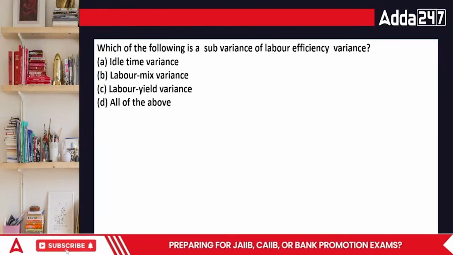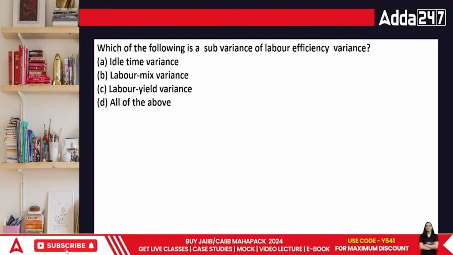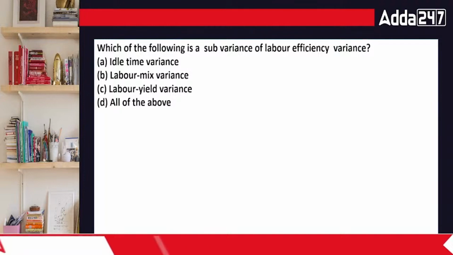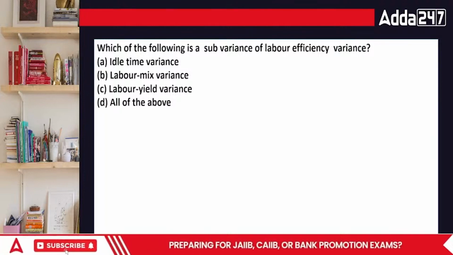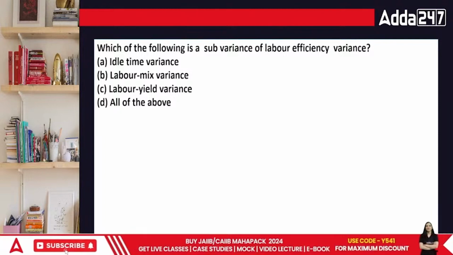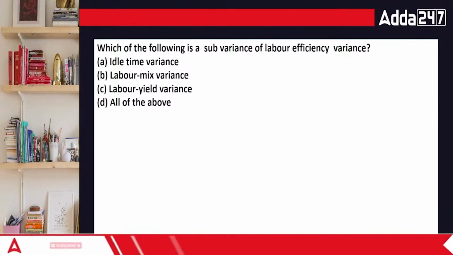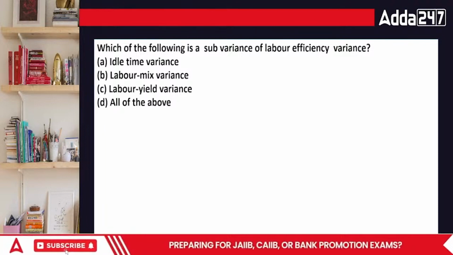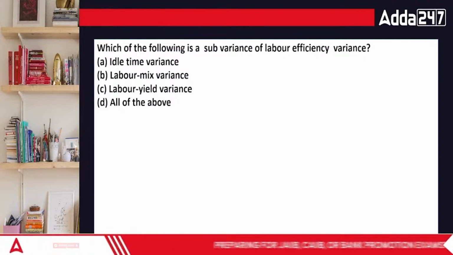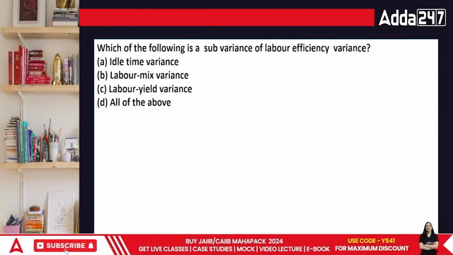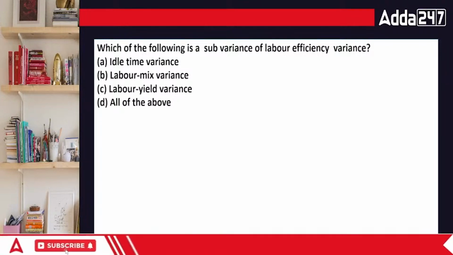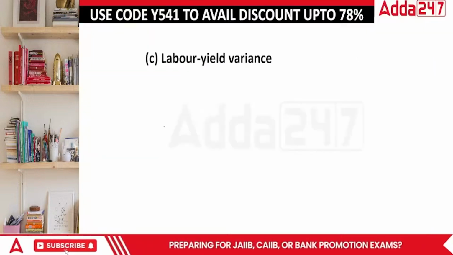Which of the following is a subvariance of labor efficiency variance? Subvariance, meaning labor efficiency variance has given rise to which? Idle time, mix variance or yield variance? What's going to be the answer, everyone? Under labor efficiency variance, it actually includes everything. It includes all of these.